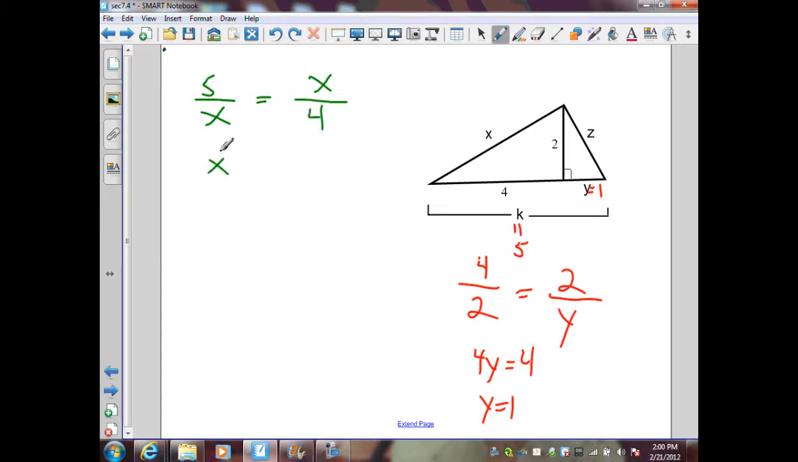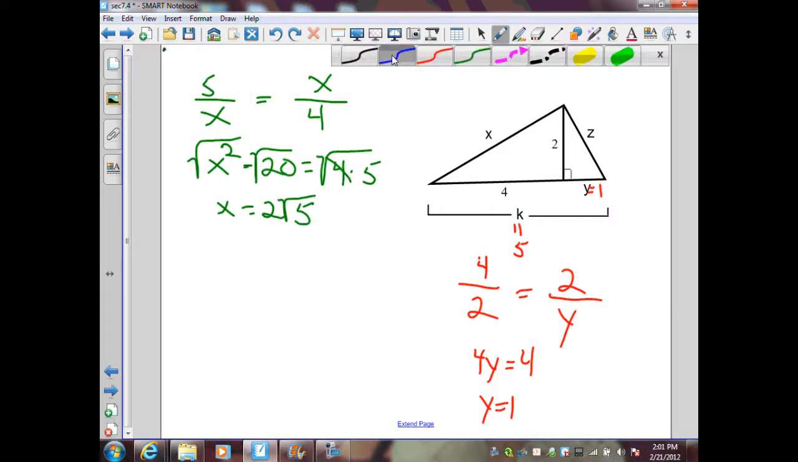That gives me x squared is equal to 20. And the square root of both sides, then I separate that into two factors. One's a perfect square, 4 and 5. And I get x equal to, the square root of 4 is 2, square root of 5.